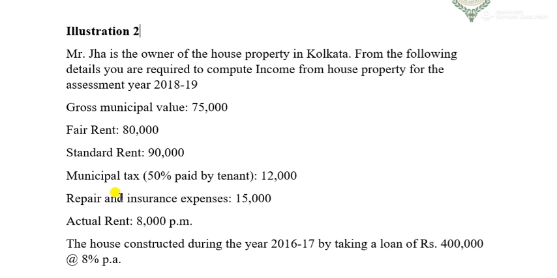Lastly, we have the house constructed during 16-17 by taking a loan of 4 lakh. So this is a loan taken for the purpose of construction. So it's one of the four reasons: purchase, construction, renewal, repair. So it's one of the four reasons. So interest on loan shall be deductible. So 4 lakh into 8% will be the interest.